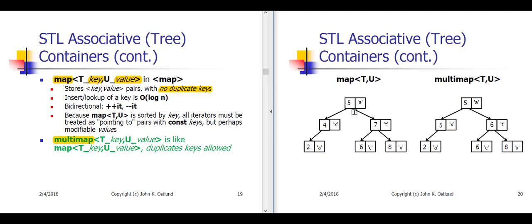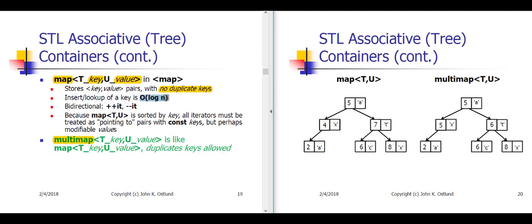Here on slide 20, we have a map in which the keys are ints and the values are chars, and you'll notice that the key 5 only exists one time, but it's associated with the value a, and 2 is also associated with the value a, that is the character a. Similarly, the key 4 only occurs one time, and the key 8 only occurs one time, but each of those keys is associated with the char value x.